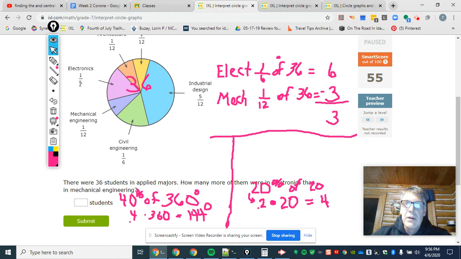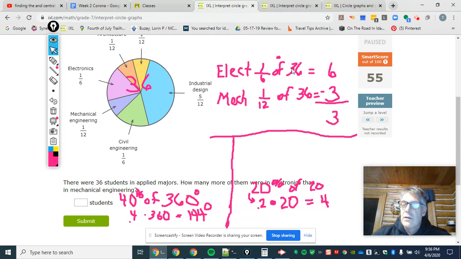To do that, I want to take a sixth of this total, which is 36. And for mechanical, I'm going to take a 12th of the total. Now, there's two ways to deal with this problem. Remember, of means times. So I'm going to take 1/6 times 36 and 1/12 times 36. There's a few ways to do it. Probably the easiest way is just to treat them like fractions and reduce.